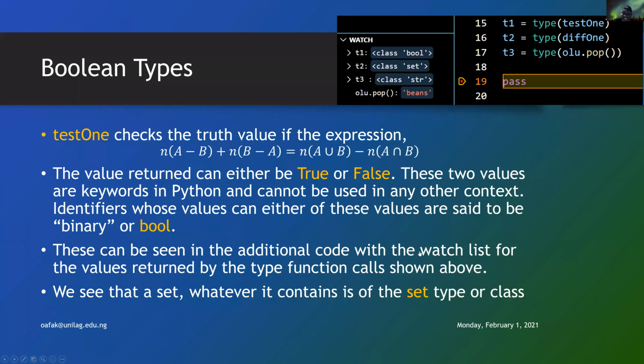This can be seen in the additional code with the watch list for the values returned by the type function, the function calls shown above. We see that a set, whatever it contains, is of the set type or class. So you can check all these things. These are the results of the test that we just looked at here.